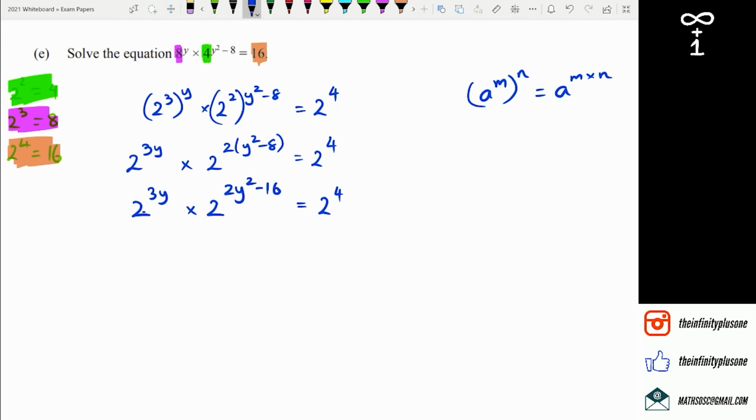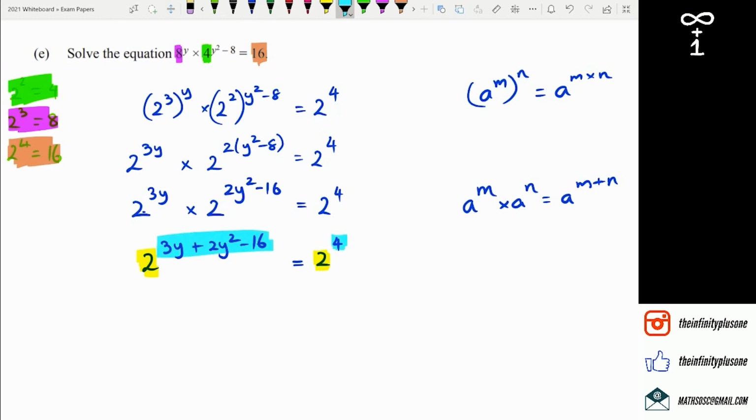Now I can combine the powers on the left-hand side, because remember, when you have a to the power of m multiplied by a to the power of n, you get to add the powers. So in this case, it's going to become 2 to the power of 3y plus 2y squared minus 16 equals 2 to the power of 4. Now, here's where we say, since the bases are the same, we can now say that the two powers must equal each other.